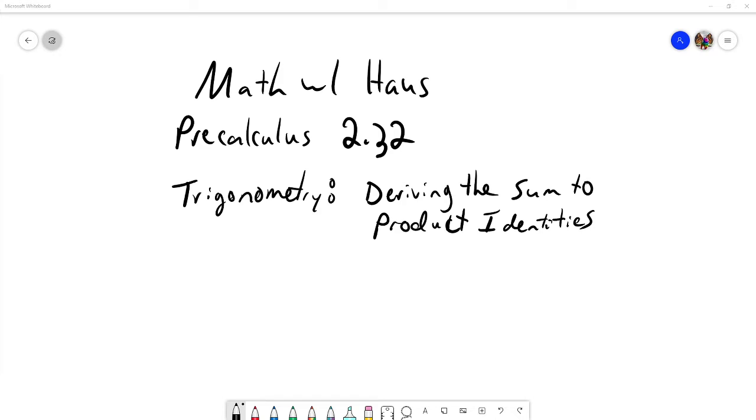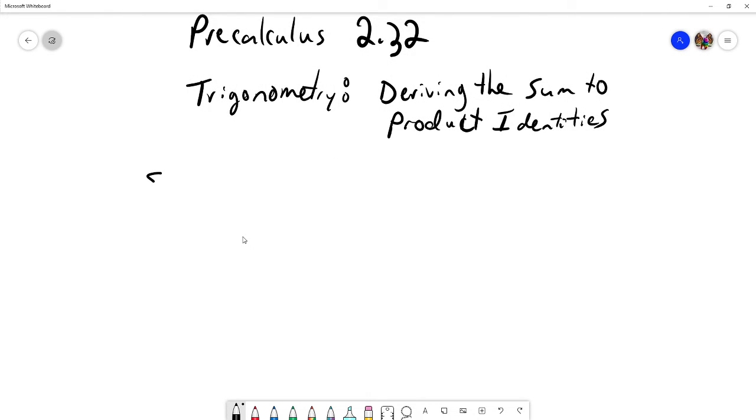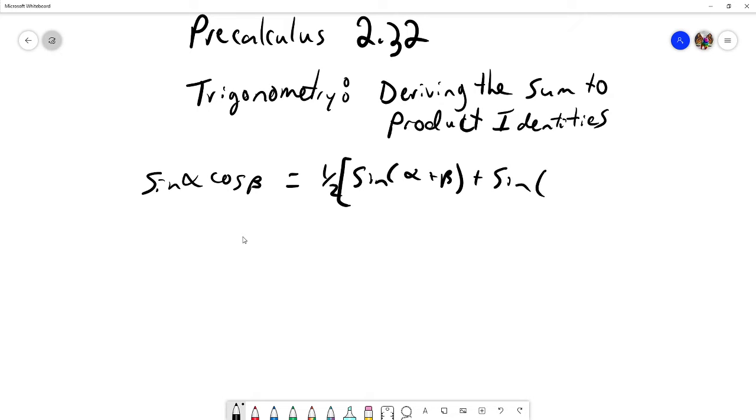We are continuing our investigation in trigonometry, and now we are going to derive the sum to product identities. If we recall our product to sum identities, which we derived in the last video, we had sine alpha cosine beta is equal to 1/2 times the quantity of sine of the quantity alpha plus beta plus sine of the quantity alpha minus beta.